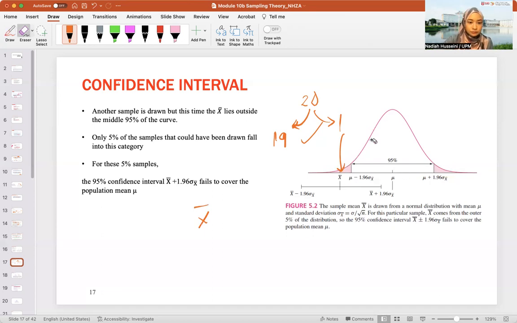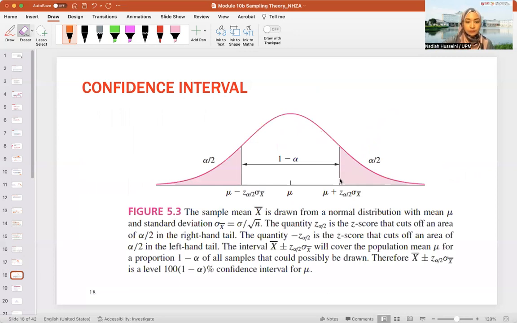Okay, so for these 5% of samples, the 95% confidence interval fails to cover the population mean. So only for 5%, but for the other 95%, it will cover. Okay, so let's go for another example. Any questions so far? I know you have a lot of questions, but everyone's just confused at this point.